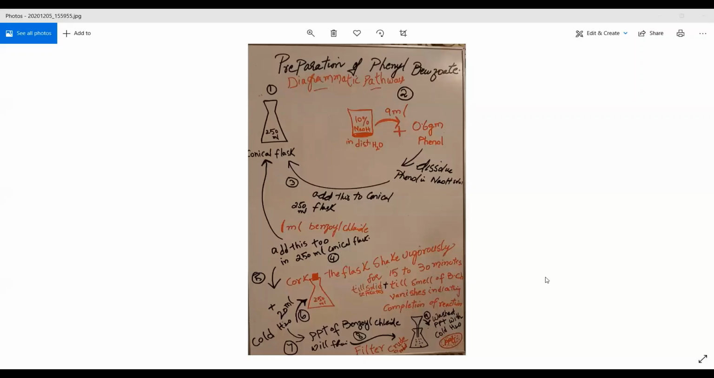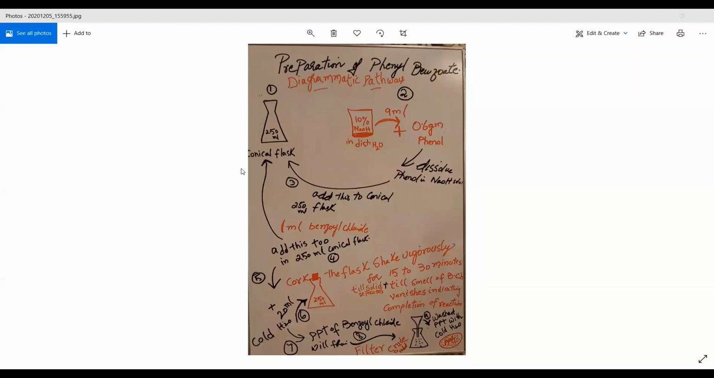I was discussing with you the diagrammatic pathway of preparing phenyl benzoate by reacting phenol with benzoyl chloride. You will simply react phenol with the 10% sodium hydroxide solution, and then you will add 1 ml of benzoyl chloride, cork the flask and shake it vigorously for about 30 minutes.